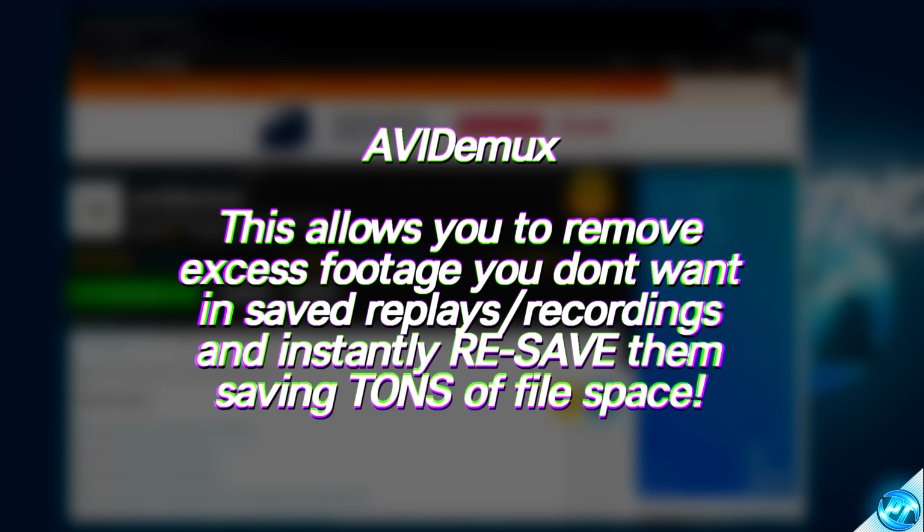What you'll be able to do is simply open the video file in AVI Demux, select the segment of the video you wish to have cut, and AVI Demux will do that instantly without the need to re-encode.